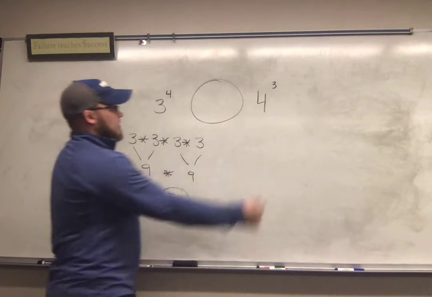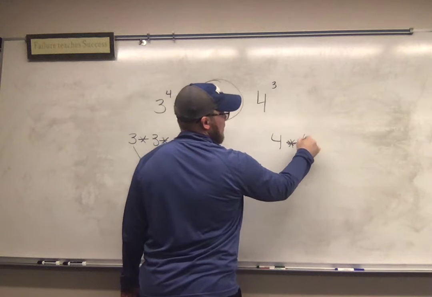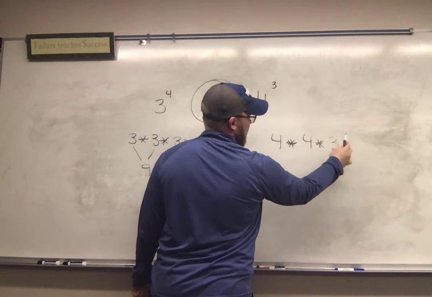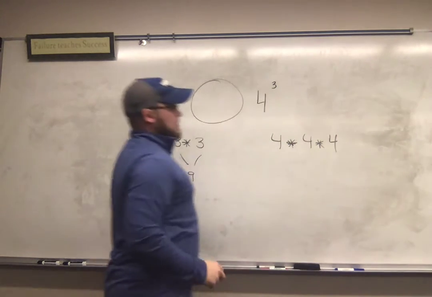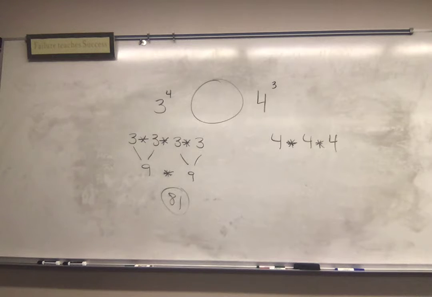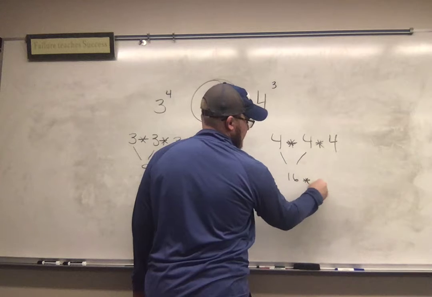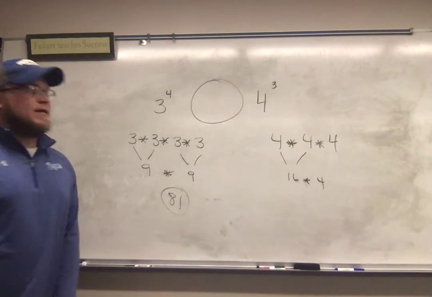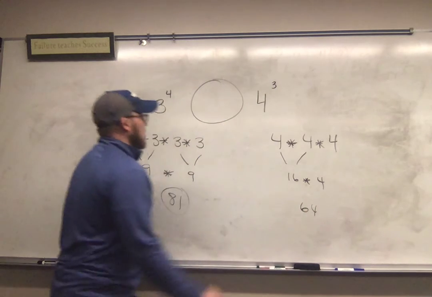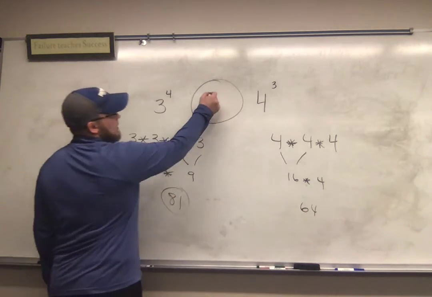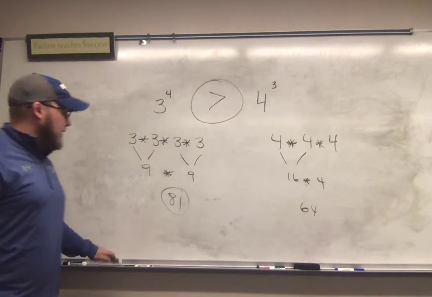And if you come over here, this says take the number 4 and write it down 3 times. And that's what you will times it. So you'll do 4 times 4 times 4. Okay, let's just do the first two. 4 times 4 is 16. Okay, and then 16 times 4 is 64. So which one ends up being bigger? 3 to the 4th power ends up being bigger. Okay, so you're just comparing exponents there.